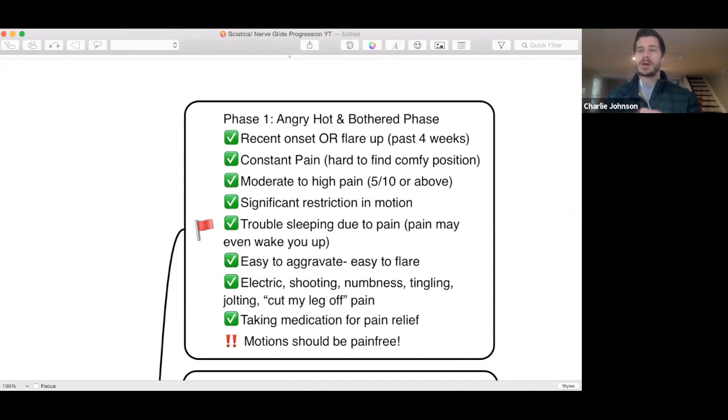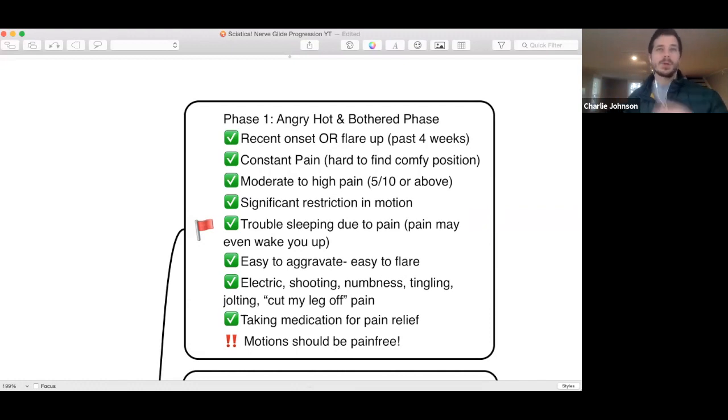Significant restriction in motion. What motion? The leg raise. So you'll see here in a moment as I review a live case study of somebody in this angry, hot, and bothered phase. The one leg goes pretty good, and then you'll see for a split second, the other leg goes about this far. Significant restriction of motion, no doubt, right? Trouble sleeping due to pain. Pain may even wake you up, and usually does actually. Yeah, you're tossing and turning because you can't find comfort. It's very easy to aggravate and easy to flare.